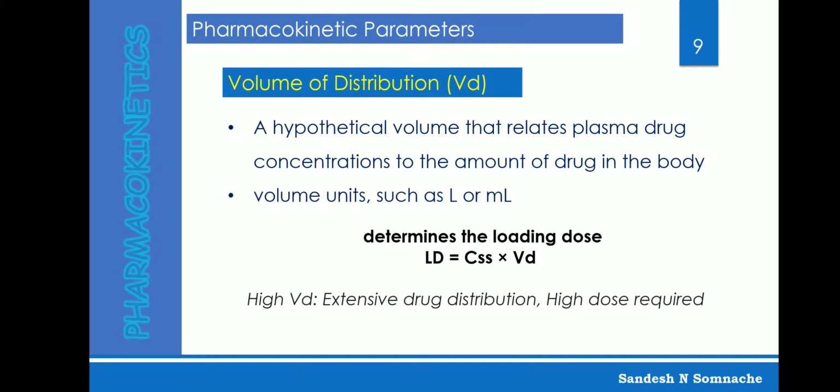By using volume of distribution, the loading dose can be calculated by using the formula loading dose is equal to CSS into volume of distribution. One more important clinical significance is that if the value of volume of distribution is more, then it shows extensive drug distribution and a higher dose is required. And if the volume of distribution is less, then a lower dose is required.